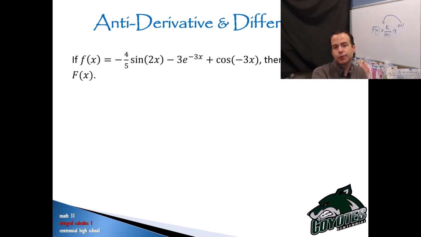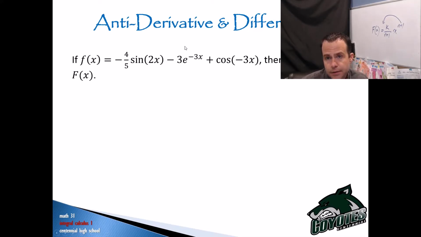Okay, if f'(x) equals negative 4/5 sine 2x minus 3e to the negative 3x plus cos of negative 3x, determine f of x. So again, we're just going to take this step by step. The antiderivative of sine would be negative cos, but I'm also going to have to divide everything by 2 on the front here, okay? So if I divide by 2, that's going to end up being 2 over 5 here. And I don't know if you caught that or not, but I'm going to have 2 negatives there. I'm going to have the negative here, and then I'm going to have a negative cos. So that'll overall just end up being positive.